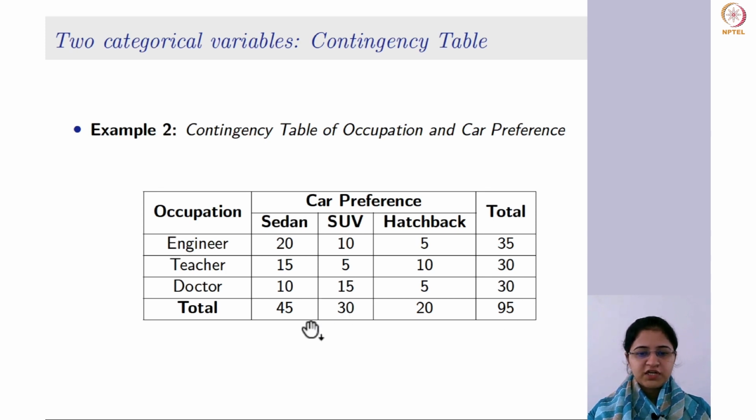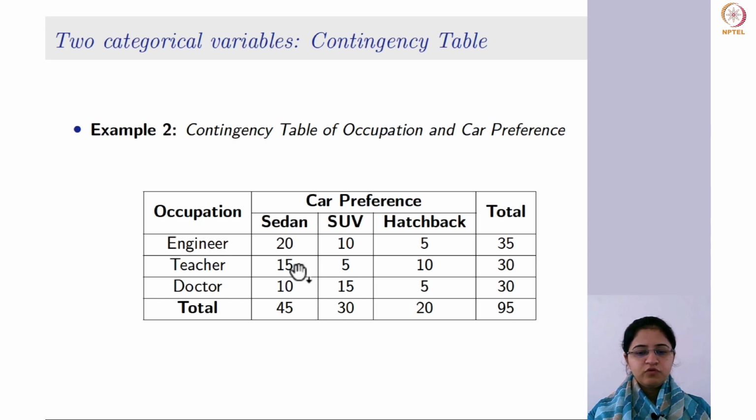If you want to make an interpretation, you can just look at the first count over here, that is 20. So 20 over here means that there are 20 engineers who prefer sedan, whereas there are only 10 engineers who prefer SUV and the least number is for the hatchback.